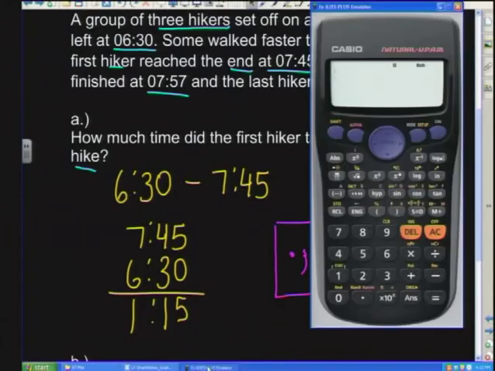So on my calculator, I take 7 hours and then you end up with a little square, 45 minutes, and now I'm going to minus my 6 hours, 30 minutes. And I get an answer of 1 hour, 15 minutes, and 0 seconds. To read it, you've got your 1 with a circle, that's 1 hour, 15 minutes with a comma, and 0 with 2 commas. So that means 1:15. And I check it and it is correct.